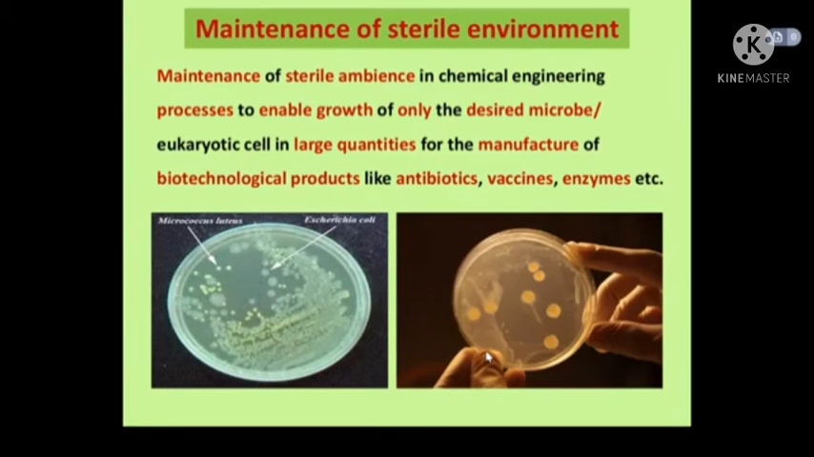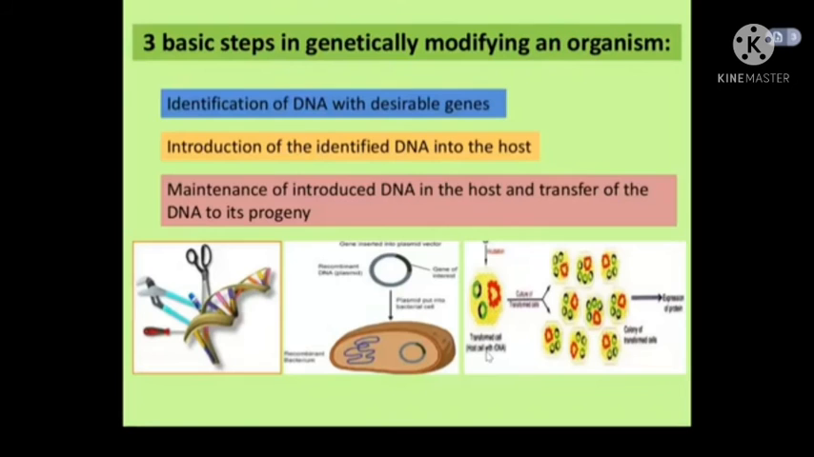So it is to enable the growth of only the desired microbe or eukaryotic cell in large quantities for the manufacture of biotechnological products like antibiotics, vaccines, enzymes, etc. That is our aim, to make some product. So, to make a product, you have to produce our desired microorganism in large quantity without any adulteration. So it is necessary to maintain a sterile environment.